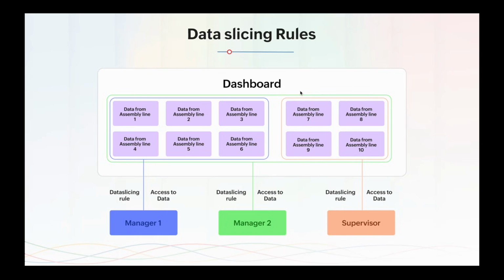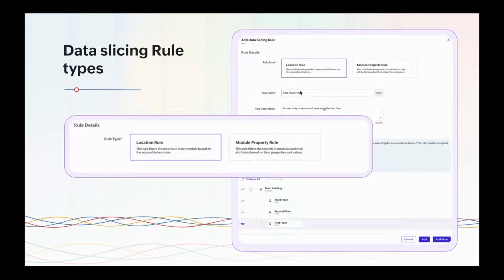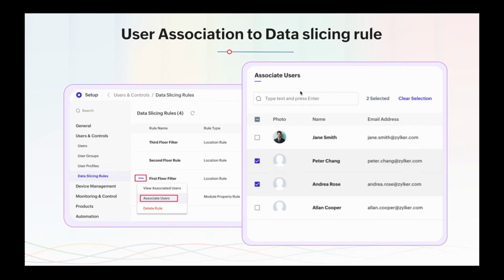For example, here a supervisor would be able to see the entire picture, whereas a plant manager would be able to view one production plant, manager 1, and manager 2 would be able to see the second production plant. A data slicing rule comes with criteria like the rule type. Here it can be based on the location hierarchy. You can select a particular hierarchy and say that you can view only the information below this hierarchy, or you can also define it based on the module property rule.